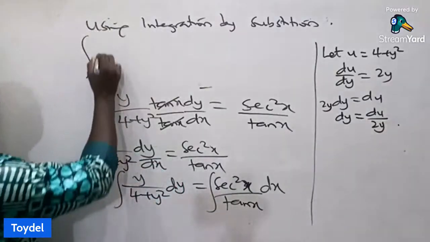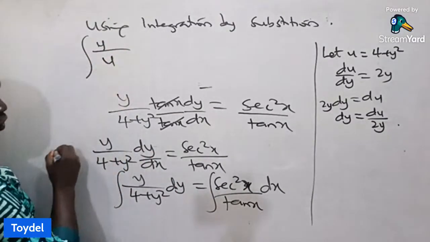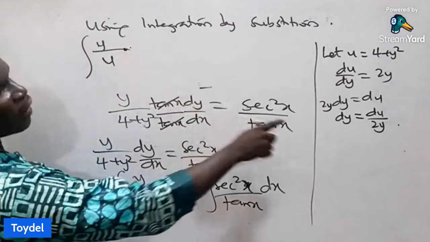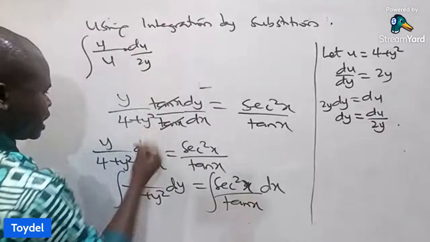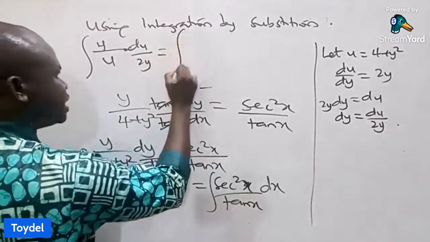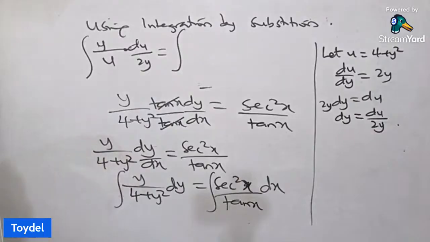So this will now be y all over, instead of 4 plus y squared, I'll change this to u. Then multiply by, instead of dy, du over 2y. That's what I'm going to have at the left hand side. Integral, I will do the same thing at the right hand side.